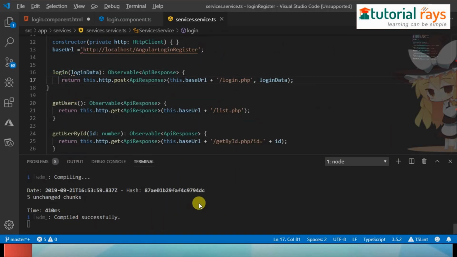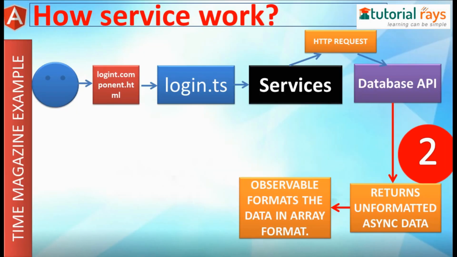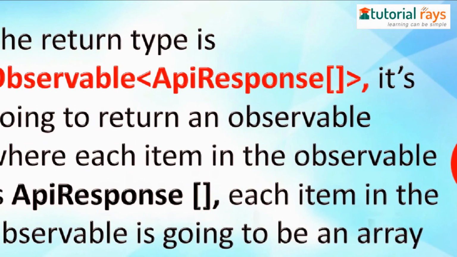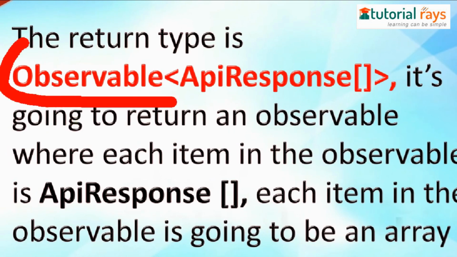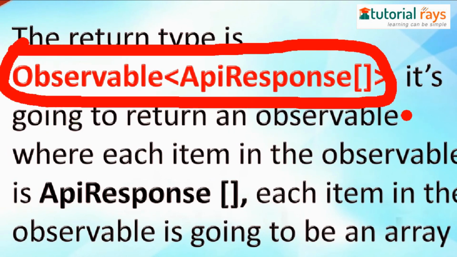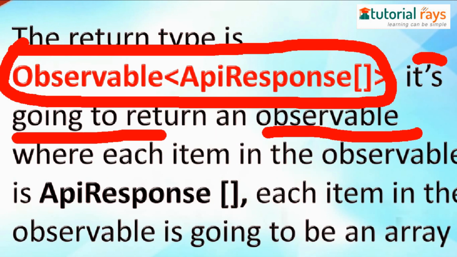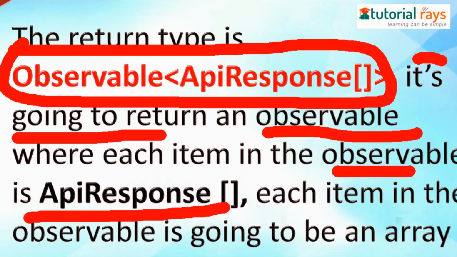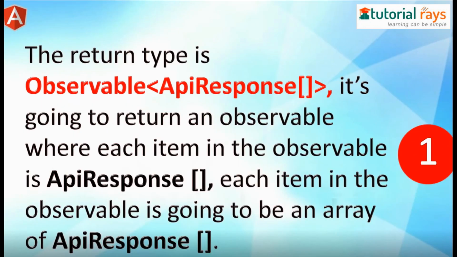So let me get back to you. So here the return type is this observable and API response. So it's going to return an observable, right, where each item in the observable is an API response. So what is this API response? Each item in this observable is an API response. That means an array. Each item in the observable is going to be an array. So let me show you how this returns that.